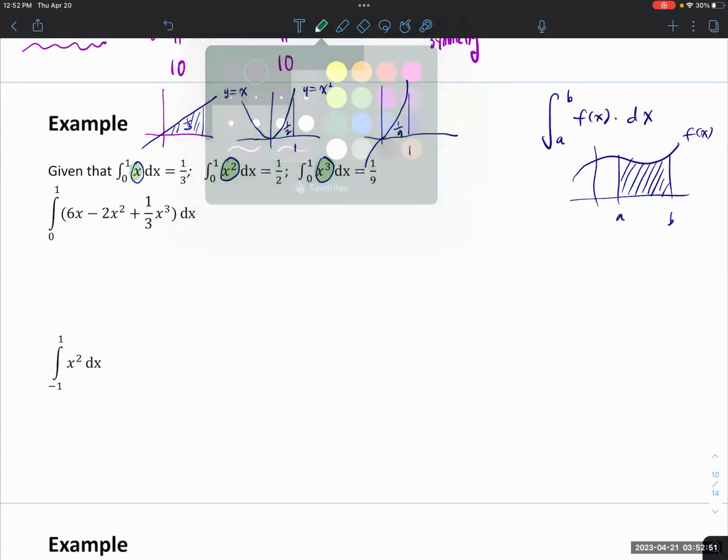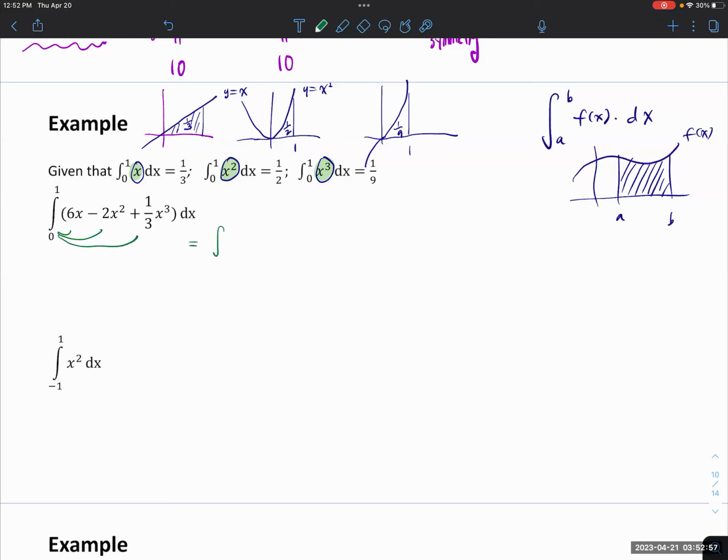Okay, so here, I'm going to separate it because we can use the distributive property. The first one is the integral from 0 to 1 of 6x dx, minus the integral from 0 to 1 of 2x squared dx, plus the integral from 0 to 1 of 1/3 x cubed dx. Okay, the next property, I can bring all the numbers to the front: 6 times the integral from 0 to 1 of x dx, 2 times the integral of x squared dx, 1/3 times the integral of x cubed dx.